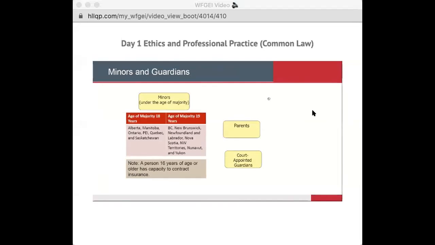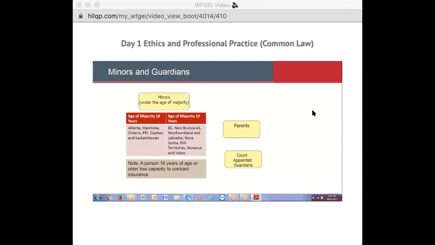Let's look at minors. As we know, one of the questions usually on the exam is, can minors be beneficiaries, for example, in an insurance contract? The answer is yes, minors can be the beneficiary. The question is, can a minor receive any monies? And the answer is no. In order to actually get money, you have to be of the age of majority. Like I said earlier, it has to be either 18 or 19, depending on your province.